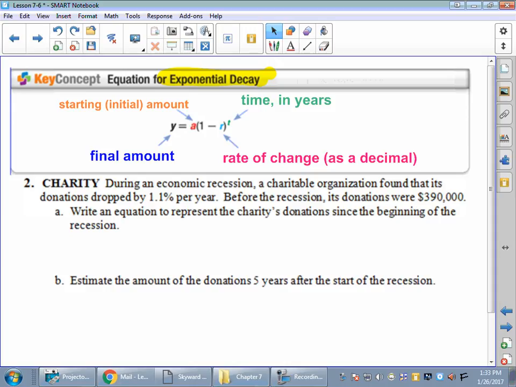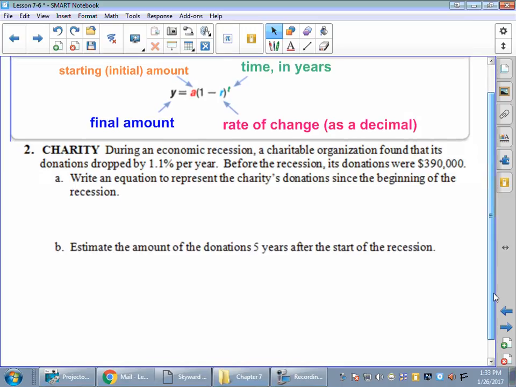So our example problem says: during an economic recession, a charitable organization found that its donations dropped by 1.1% per year. Before the recession, the donations were $390,000. Write an equation to represent their donations since the beginning of the recession. So we're going to do the same thing. We've got a part A where we're going to set it up, a part B where we're going to do the math.